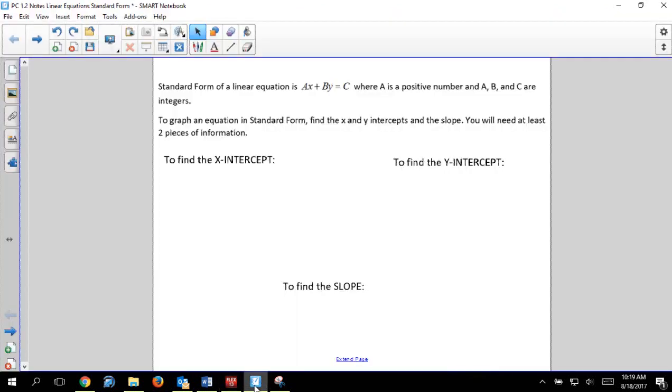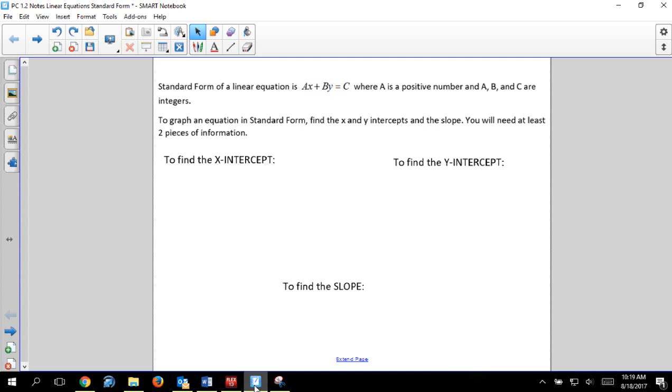So we're going to first start out by finding the x-intercept and the y-intercept and then the slope for equations that are in standard form. There is a method for finding the x-intercept of any equation. Does anybody in this room know how you find the x-intercept of any equation? Or the y-intercept of any equation?